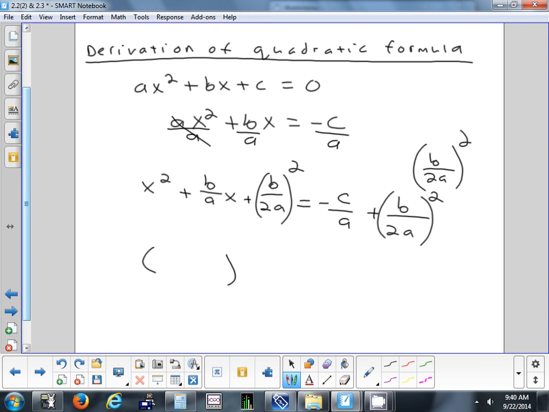Okay, if you've added something nice, the left-hand side should factor pretty easily, and this one will. It'll factor as x plus b over 2a, squared. If you FOIL that out, you'll get exactly what's on the left-hand side. And that's equal to negative c divided by a, plus the squared fraction. Let's work out the squared fraction. Square the numerator. How about, Taylor? What do you get when you square the numerator? b squared. And when you square the denominator, you get 4a squared.